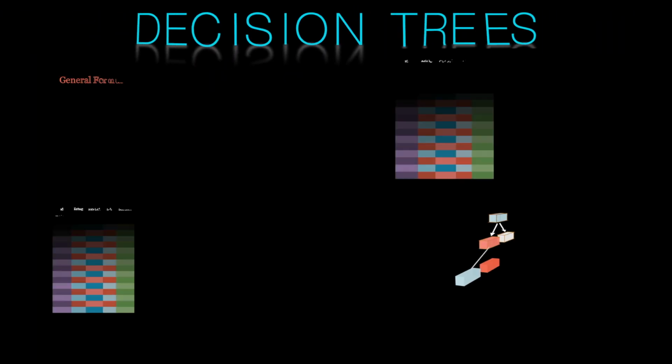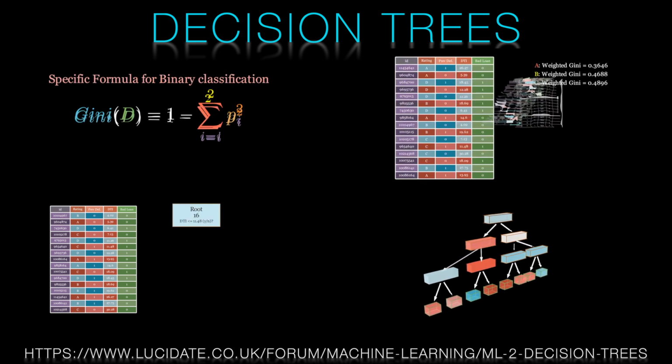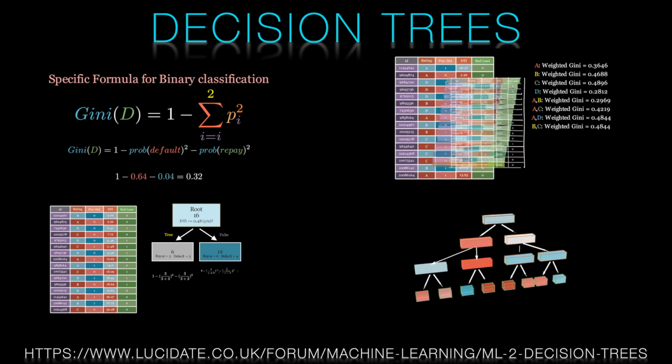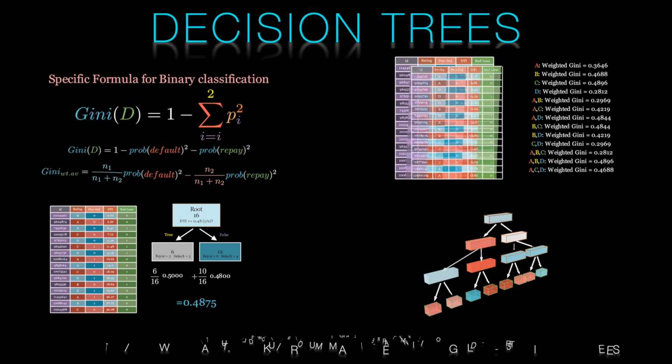If you're unfamiliar with decision trees, then don't worry. Lucidate has an explainer video that describes how they're built, trained and used. The URL is on the screen and there is a link in the video description.